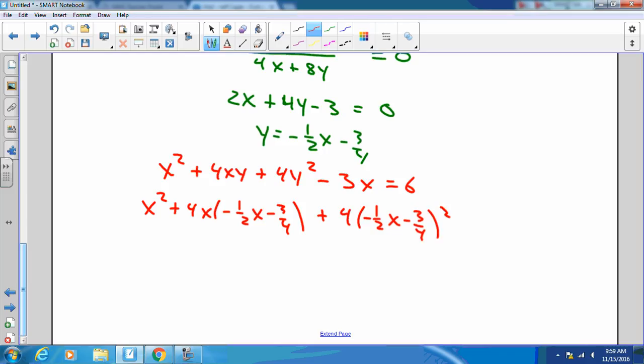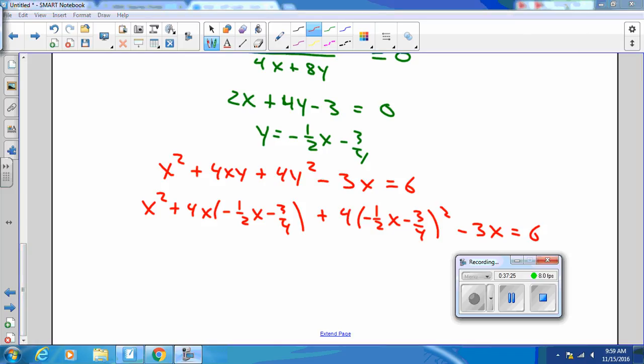So that we have x squared plus 4x times (negative 1/2 x minus 3/4) plus 4 times (negative 1/2 x minus 3/4) squared minus 3x is equal to 6. Definitely we want to do this on the graphing calculator. Go ahead and solve this equation and find the x value. I'll pause while you do.